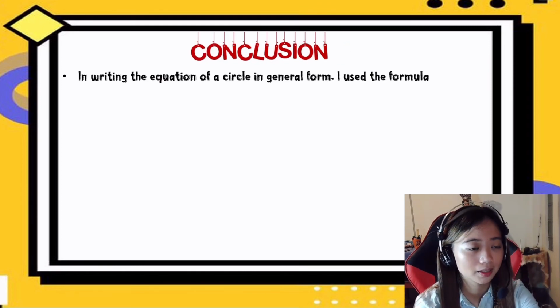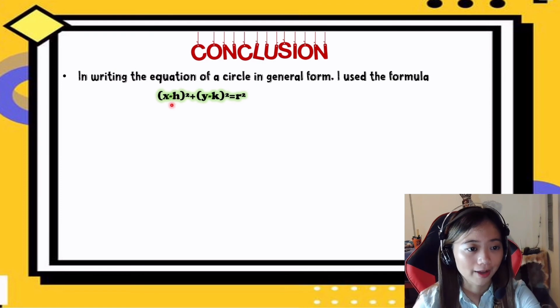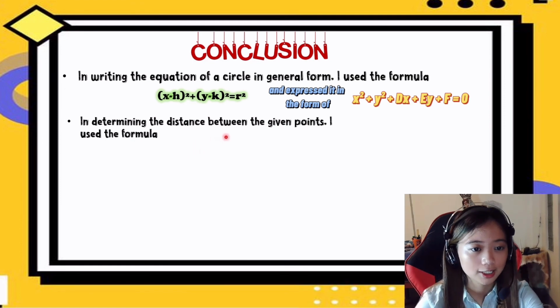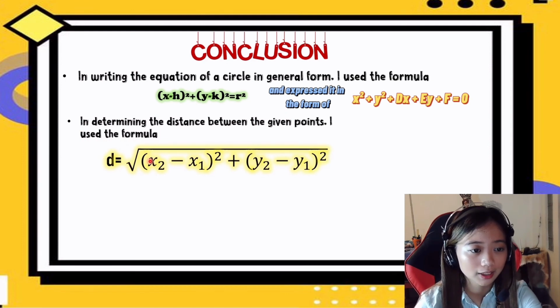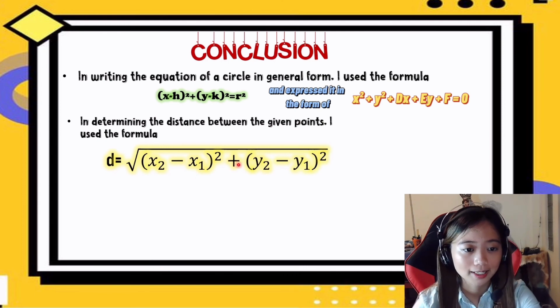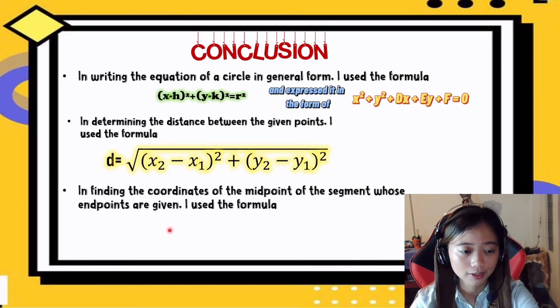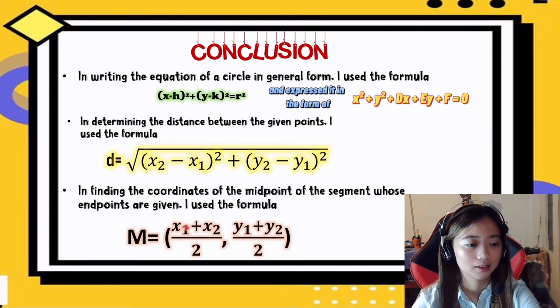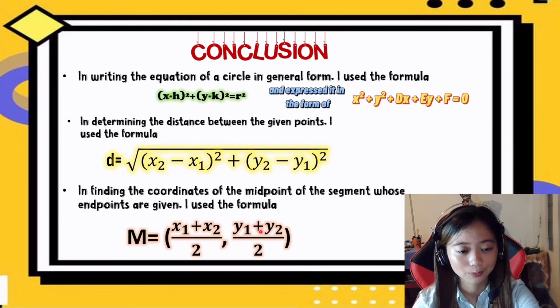In conclusion, in writing the equation of a circle in general form, I use the formula: the quantity x minus h raised to the second power plus the quantity y minus k raised to the second power equals r raised to the second power. In determining the distance between the given points, I use the formula d equals the square root of the quantity x sub 2 minus x sub 1 raised to the second power plus the quantity y sub 2 minus y sub 1 raised to the second power. And another, in finding the coordinates of the midpoint of the segment whose endpoints are given, I use the formula midpoint equals x sub 1 plus x sub 2 over 2 and y sub 1 plus y sub 2 over 2.